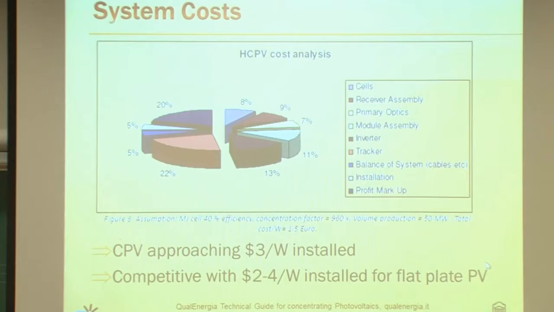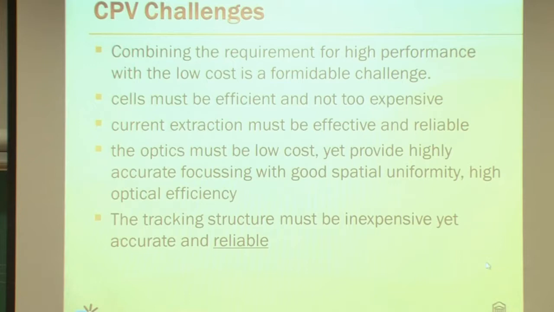The challenge of CPV is combining the requirements of high performance with low cost. Cells have to be efficient, but not too expensive. The current extraction through that cell on carrier must be effective and reliable. And the optics have to be low cost, yet still provide very highly accurate focusing with good spatial uniformity, high optical efficiency, etc. And then the tracking structure, too, has to be inexpensive, yet accurate and reliable.